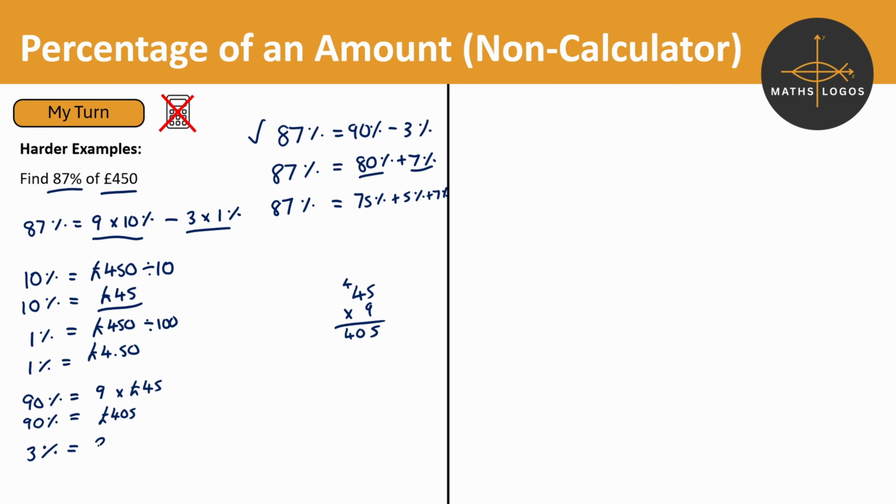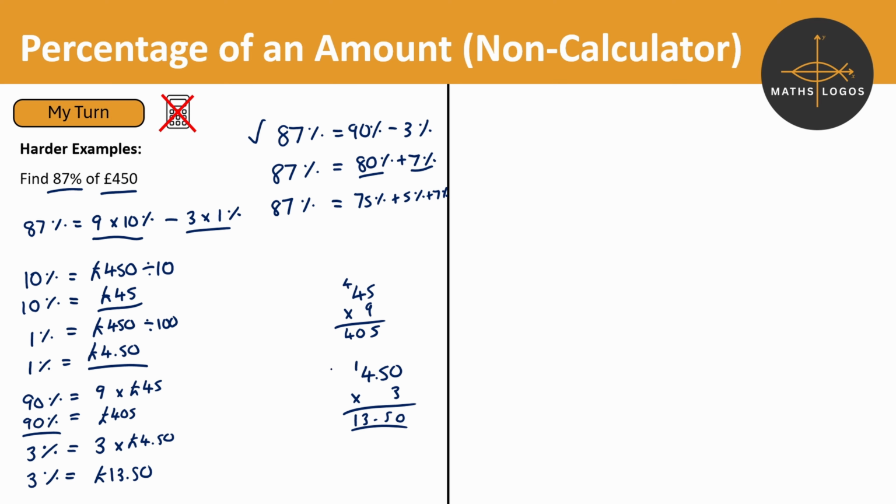Well, that's going to be 3 lots of 1%, which we said was £4.50. And so we'll do £4.50 multiplied by 3. So 3 multiplied by 0 is 0. 3 multiplied by 5 is 15. Carry over that 1. 3 multiplied by 4 is 12. Add on the 1 to give me 13. So £13.50. I have my 90%. I have my 3%. I then need to subtract those to get 87%.